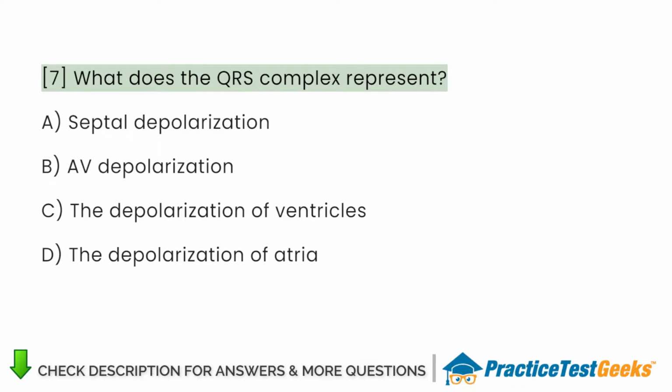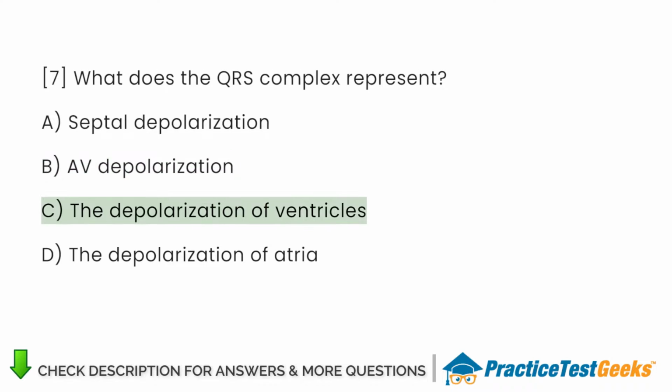What does the QRS complex represent? A. Septal depolarization. B. AV depolarization. C. The depolarization of ventricles. D. The depolarization of atria.